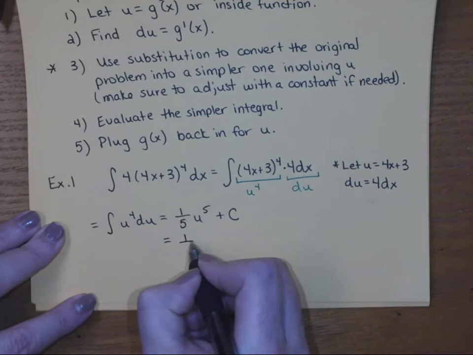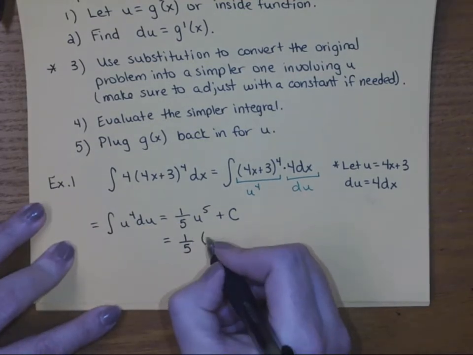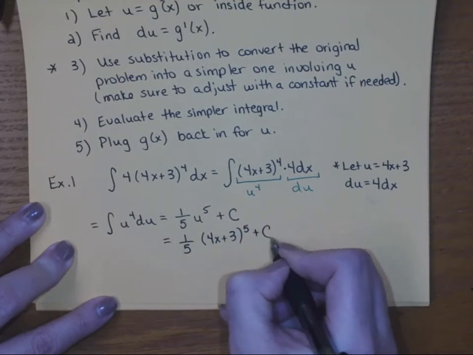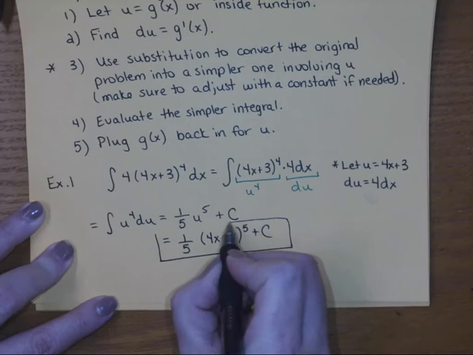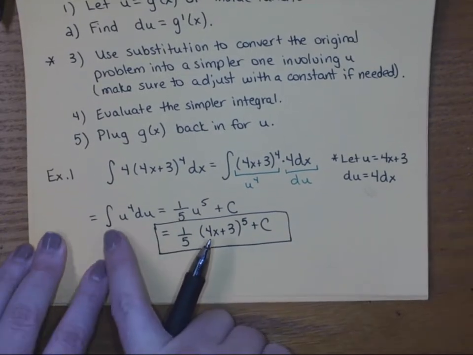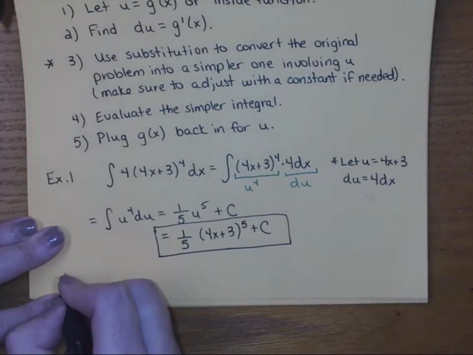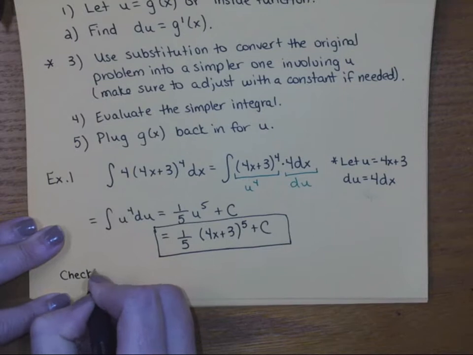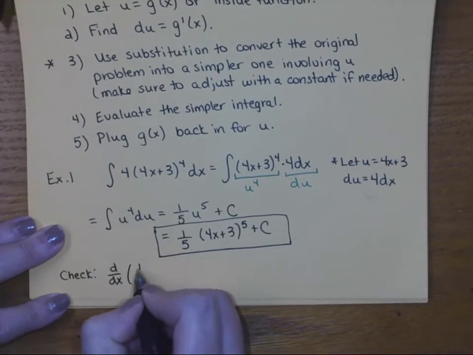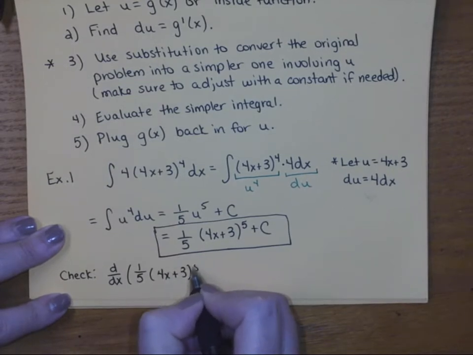But then in the end, we weren't really using u to begin with, right? We were using 4x plus 3. So in the end, in place of u, we plug the 4x plus 3 back in. Okay, but notice the calculus portion, which is this line that I'm pointing at, we did on a simpler function. All right, so it'll be good for us. We won't do this on every one, but let's check this. If we take the derivative of what we think is the answer, we should get back what we started with originally.